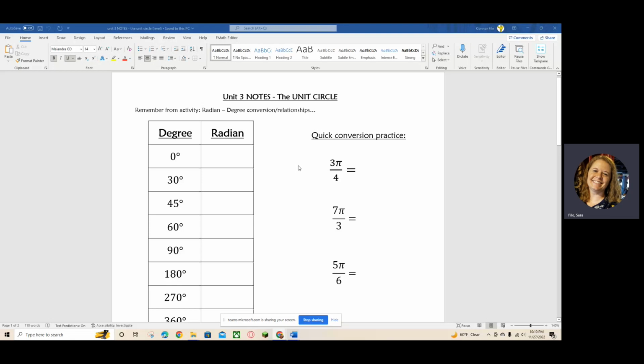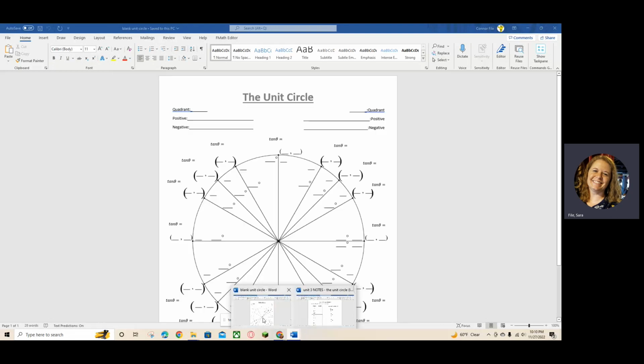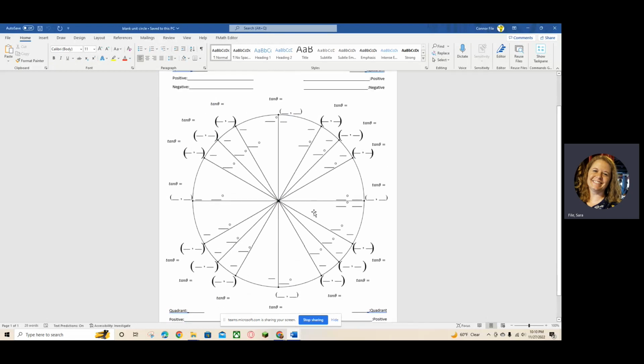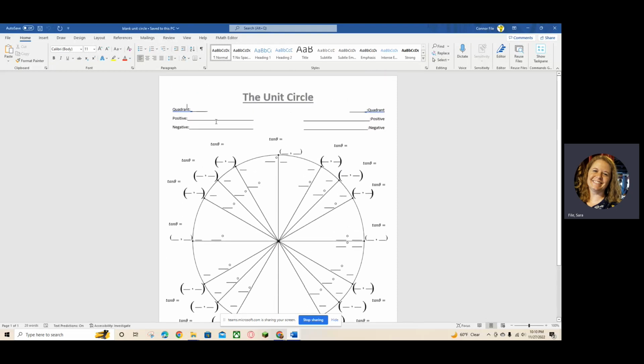They also should have passed out a blank unit circle. It looks like this, and it would be on cardstock. I think it's on blue or purple or a gray color. There were a few different colors, but a cardstock piece of paper with this unit circle on it, you also need.